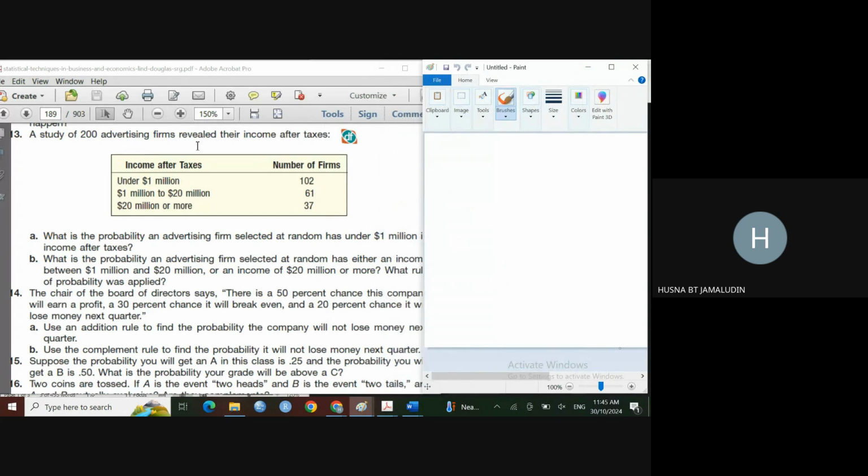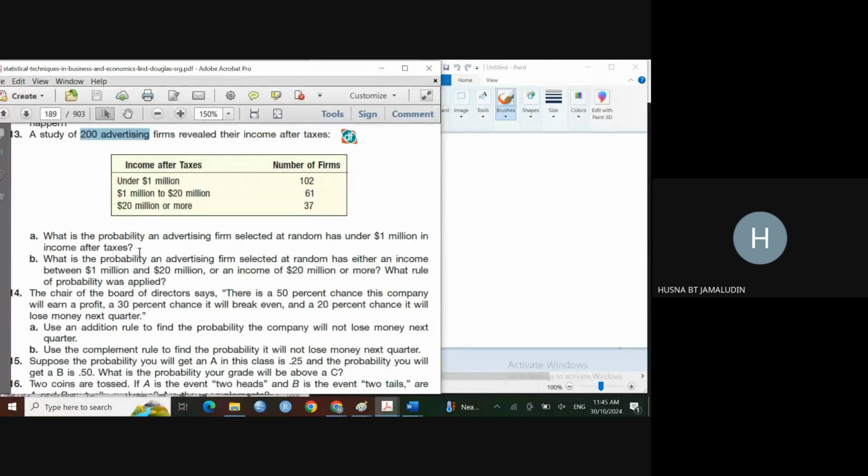200 advertising firms reveal their incomes after tax. So you have 3 types of firms: under 1 million, 1 million to 20 million, and 20 million or more. These are the total number of firms. Remember, in total you have 200 advertising firms.